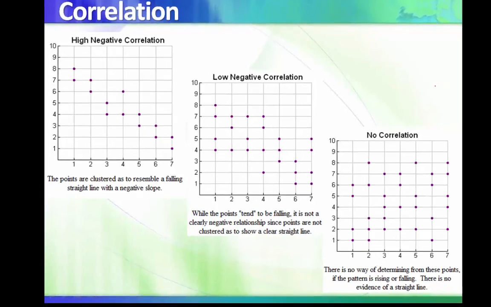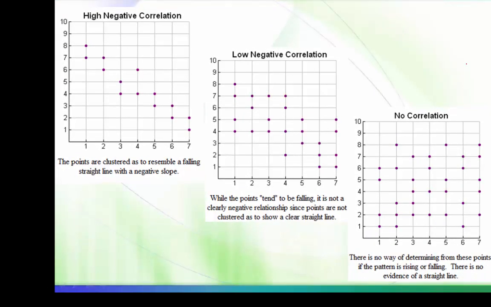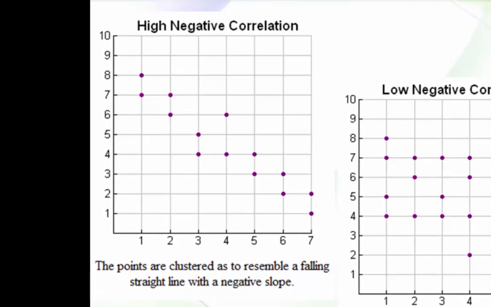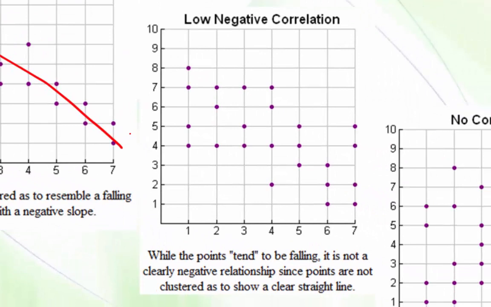Here's some more examples with negative correlations. The top left graph, the points are clustered as to resemble a falling straight line with a negative slope. So they would be tightly clustered around a straight line that would go right through the middle of the data. In the middle, we have points that tend to be falling. It is not a clearly negative relationship since points are not clustered as to show a clear straight line. There's some linear relationship here, but the points are not tightly clustered around that line.